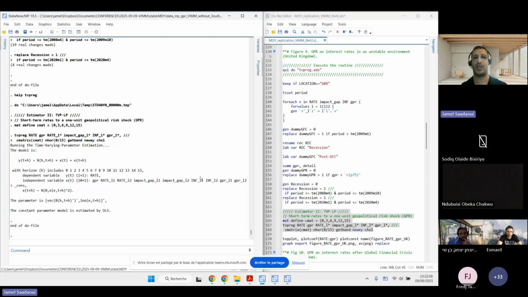So we have estimations here that are stored in the memory of Stata. It is very clear, that's the model we saw in the slide, and you have a time horizon here. The dependent variable is the rate, and you have 10 independent variables, including the shock and the controls. You can use TVP plot, and you have to be careful with the reaction of the rate to the GPR. You will also add plot const if you want to see the constant local projection, so the non-time-varying local projection. You give it a name, and then you can replace it.